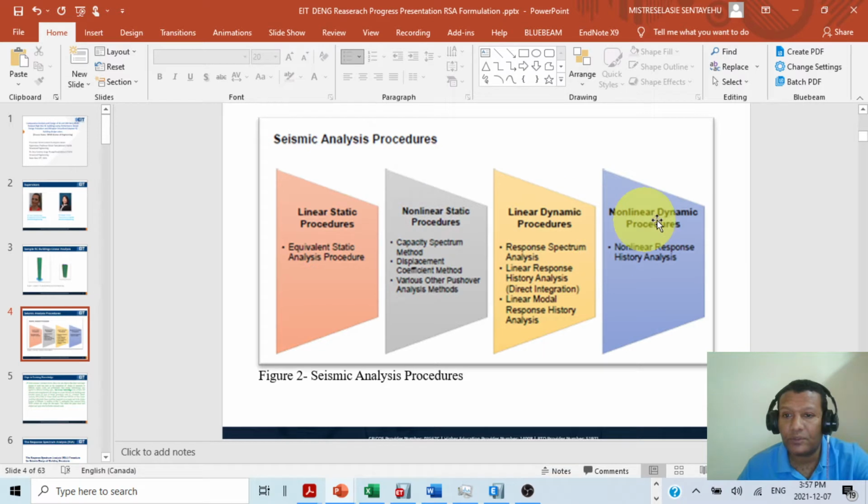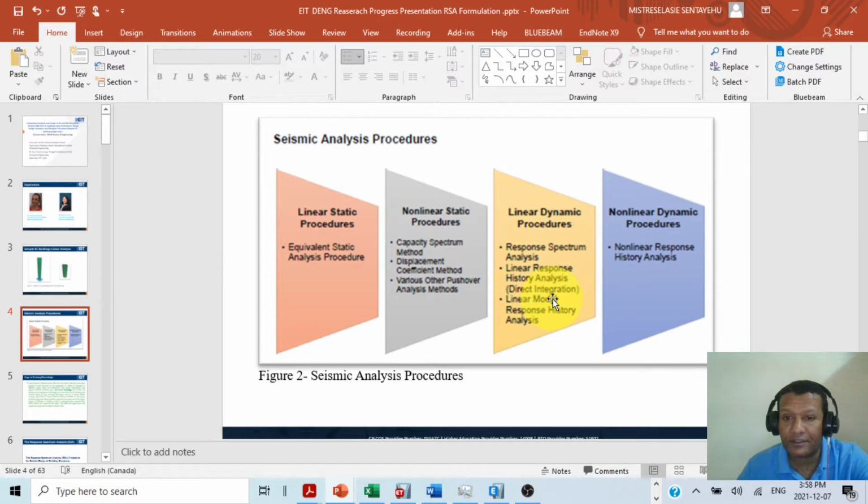I also try to explain what types of procedures there are and which ones are included. As I told you, there is the linear static procedure, the equivalent static analysis procedure. This is by default: when we consider static load cases, dead load and live loads, we automatically use the linear static procedure. The nonlinear static procedure is pushover analysis, with the capacity spectrum method and displacement coefficient methods, and both will be included in our research. In the fourth part of my video, I will explain in depth what this means.